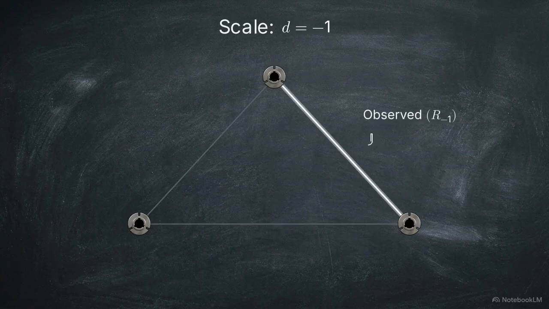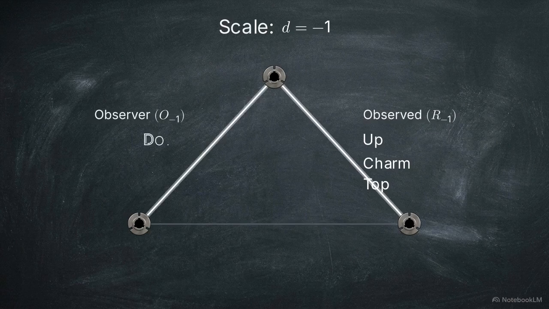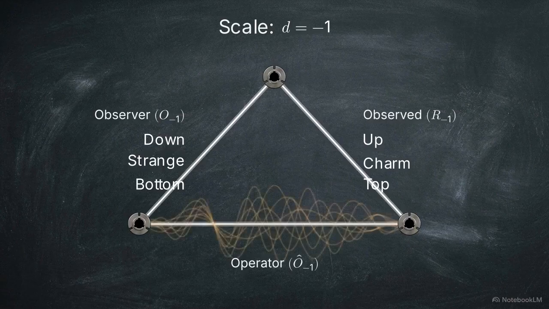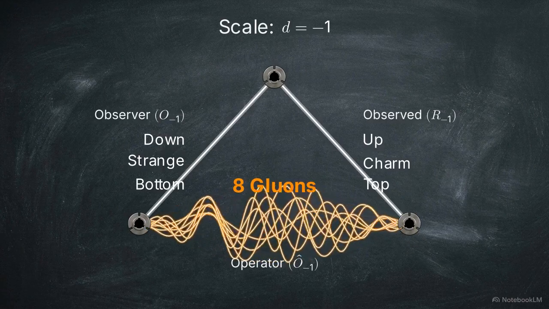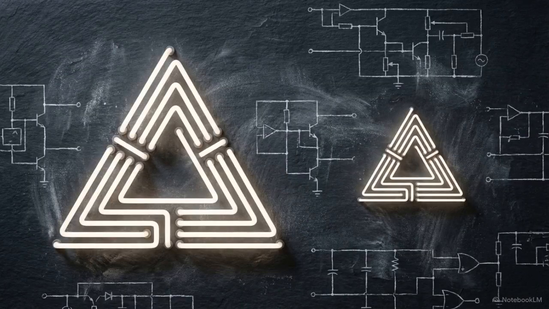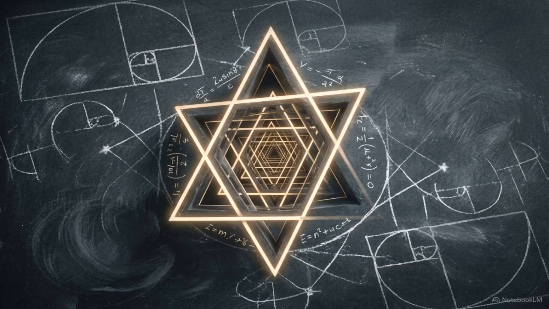The up, charm, and top quarks occupy the observed node, while the down, strange, and bottom quarks act as the observer. The strong force binding these quarks is the operator node. When expanded, it reveals the same 8-channel network, which here represents the 8 distinct gluons. This shows that quarks and protons are not different types of matter. They are the same geometric roles repeating at a smaller, recursive scale.